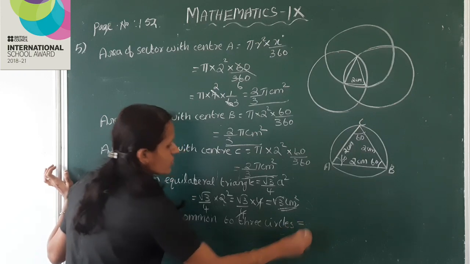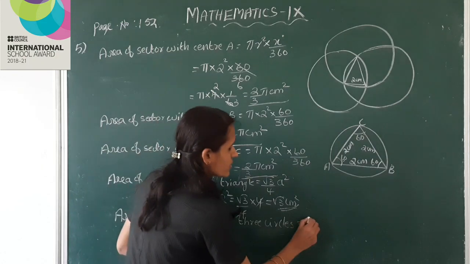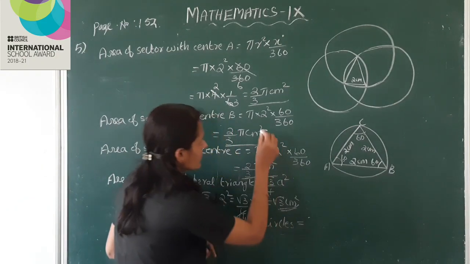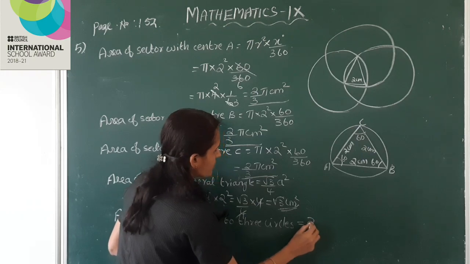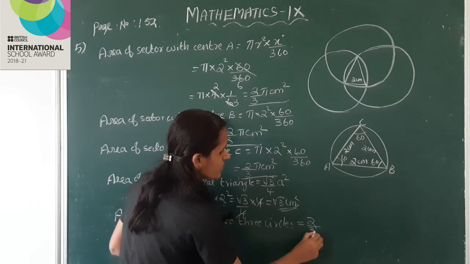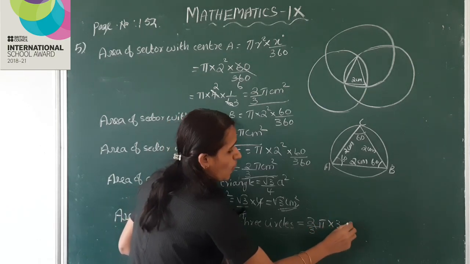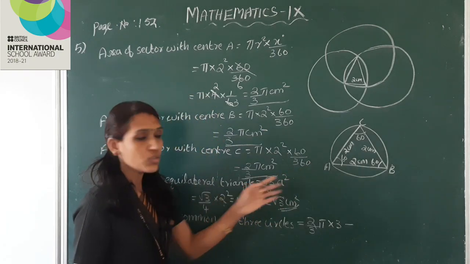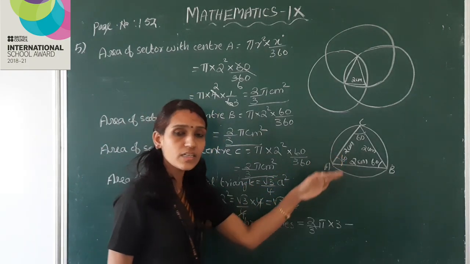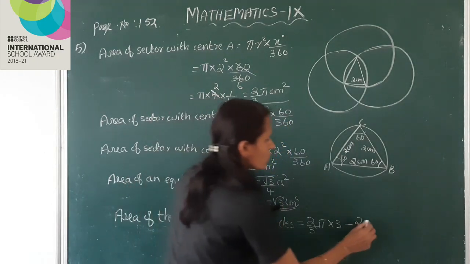Area of the common part of 3 circles is equal to area of the 3 sectors, that is area of 1 sector is 2 pi by 3, area of 3 sectors is 2 pi by 3 into 3, minus area of 2 equilateral triangles. 2 into area of equilateral triangle is root 3.